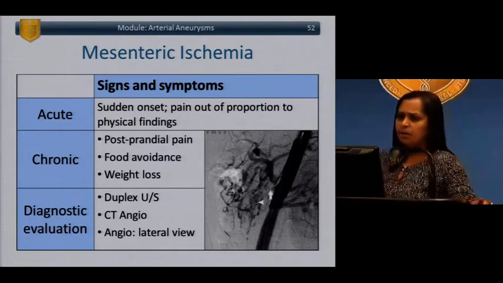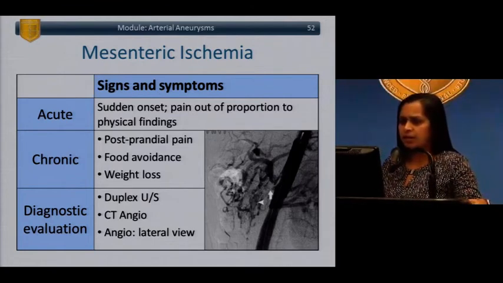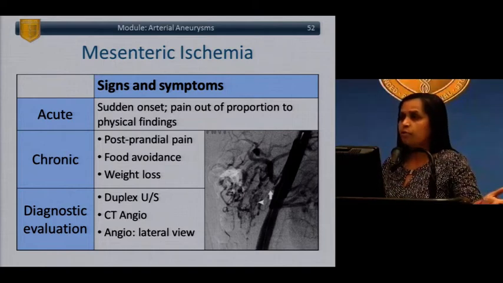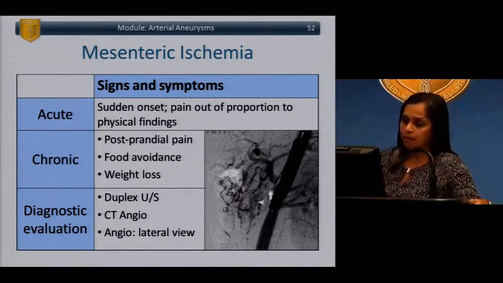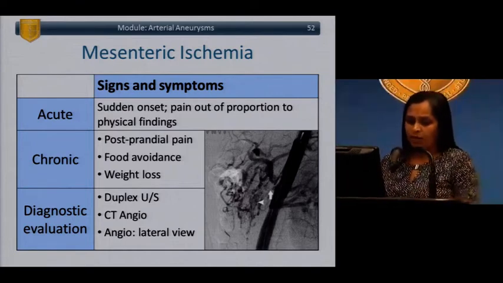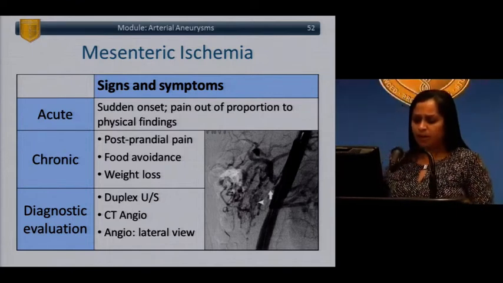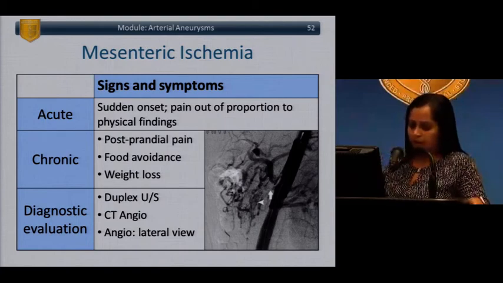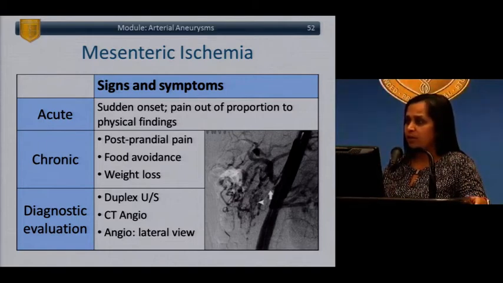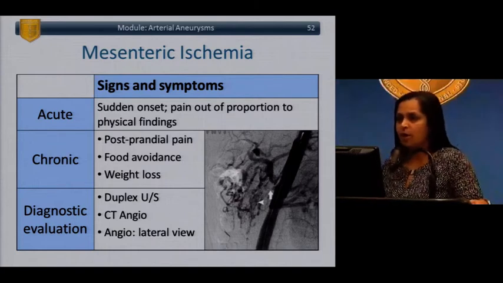So, presentations and signs and symptoms. In the acute setting, a sudden onset of pain out of proportion to physical findings is the typical presentation. In the chronic setting, patients often have postprandial pain, avoidance of food, and weight loss as a presentation. Evaluation really depends on the presentation of the patient and what you are suspecting. In the acute setting, evaluation by CT scan is probably the diagnostic test of choice. Duplex is not very useful in the acute setting because those patients can be difficult to examine. You can't press on their abdomens.